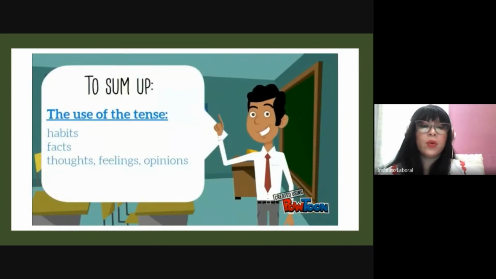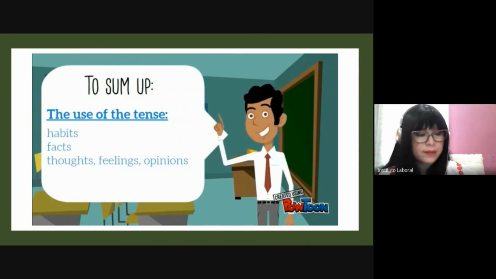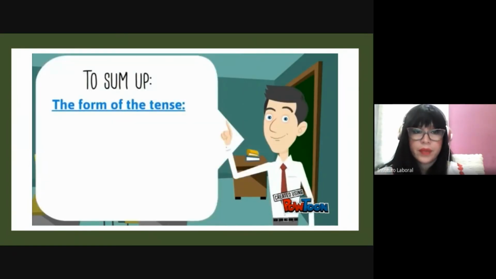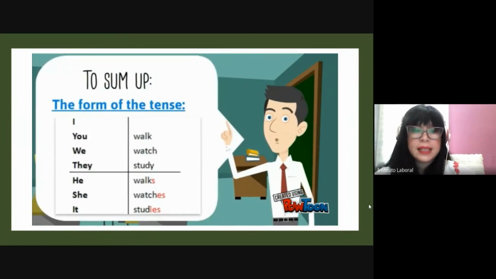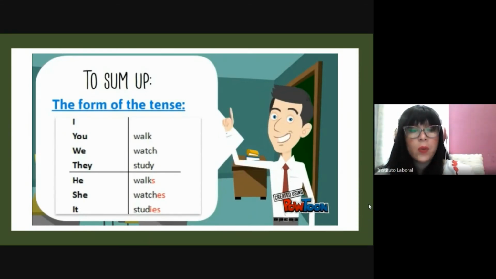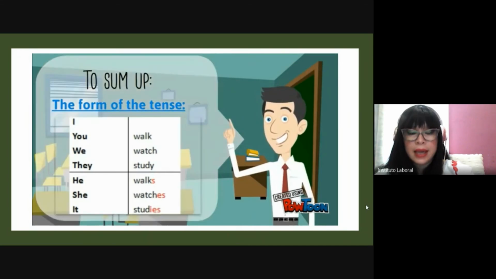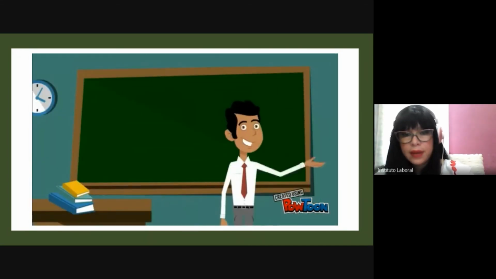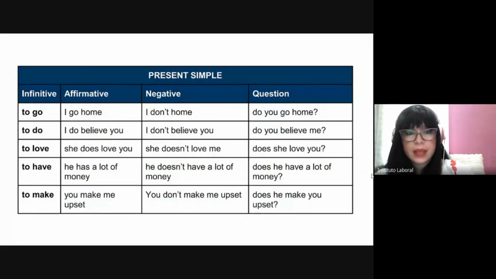To zoom up, the use of the tense is for facts, habits, thoughts, feelings, and opinions. The form of the tense is subject plus verb. And with the third person singular, we need to add the S or the ES. Ok. Aquí tenemos un cuadro donde podemos observar la forma del verbo conjugado en afirmativo, negativo y también en pregunta.